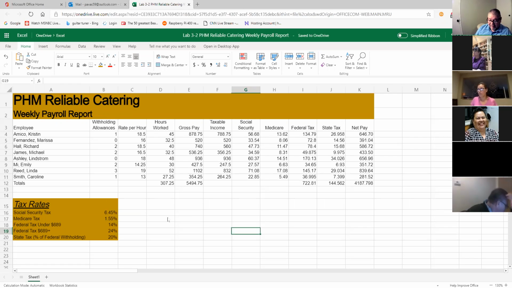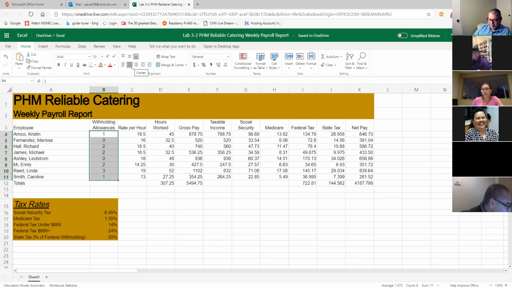For number 16, they want us to center the range B4 to B11. So I'm going to go to B right here, B4, all the way down to B11. They want us to center those, the allowance. So we just center them right here, look at. See? There's a center button.